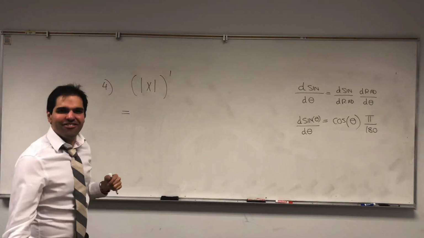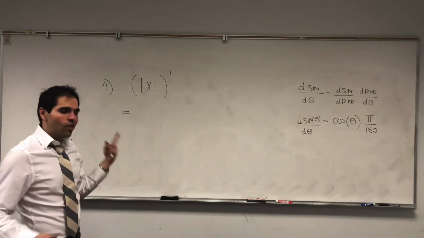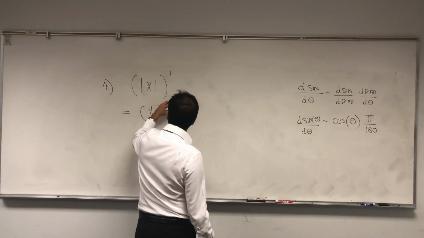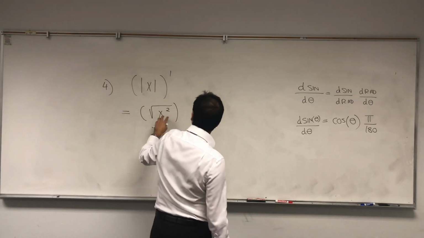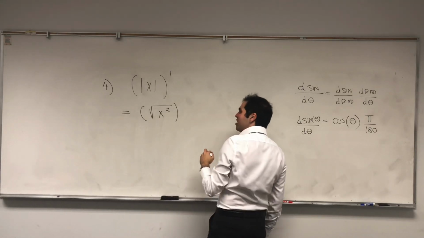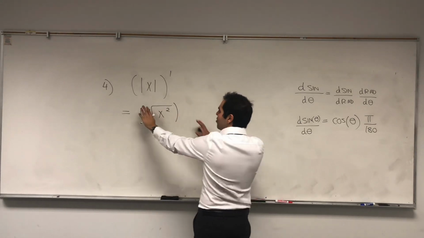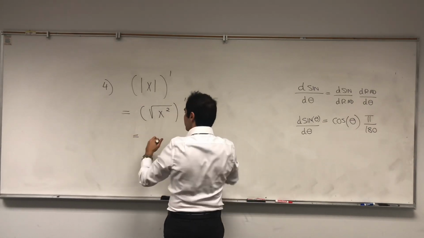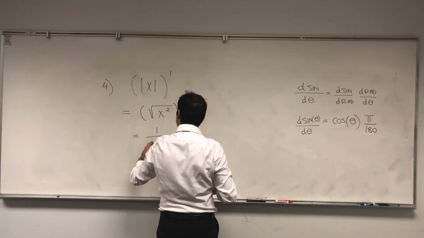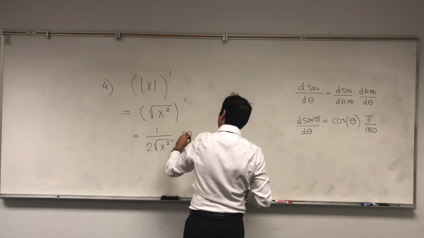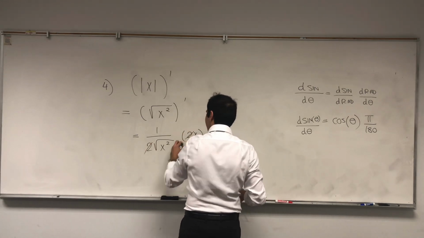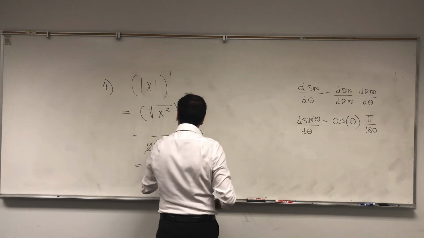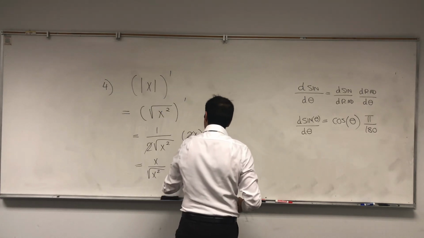Well, it's not differentiable at 0, but you can differentiate it if x is non-zero. And the trick is just to notice that the absolute value of x is the square root of x squared. In other words, the square root of x squared is the absolute value of x. And now you can just use the chain rule. So 1 over 2 square root of x squared times 2x. This cancels out, and we get x over the square root of x squared. And that's just x over the absolute value of x.